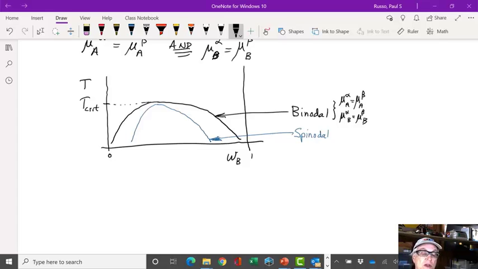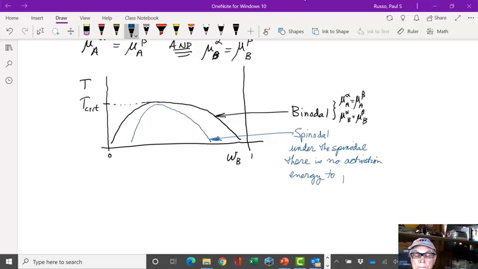But the difference is that once you get under the spinodal, there's essentially no activation energy to phase separation. I'm just going to write phase sep. Okay? So, and these two really should come up here and kiss at the top. I should have drawn that a little better. They touch at the top.